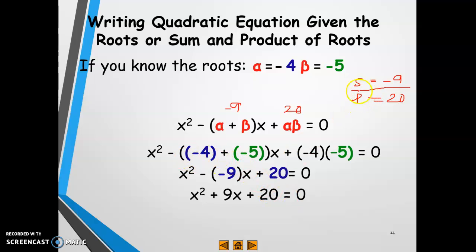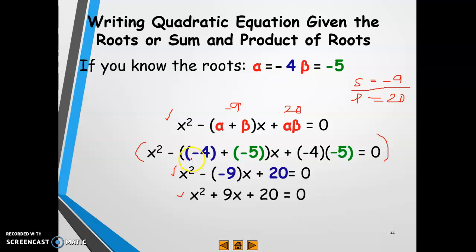So notice that if you are given only the sum and product, this part of the solution will not come out anymore. Okay, if you are given only the sum and product, assuming you don't have the roots, so just have this first part, then this one, and then this one. Okay, so just simply substitute the sum and product into this formula. So you have to take note and always remember the formula also.